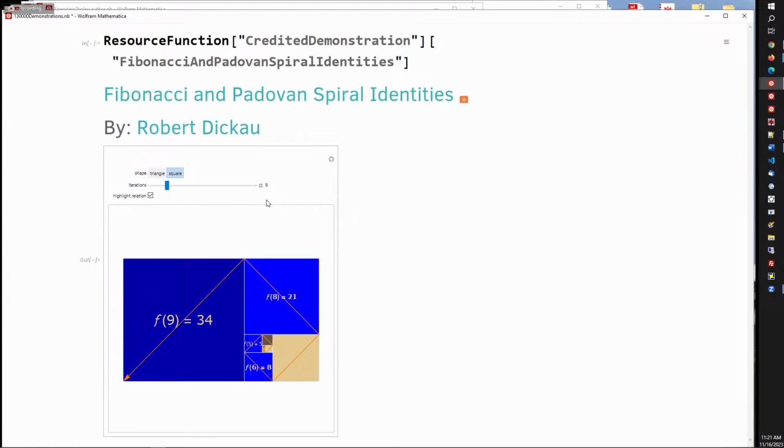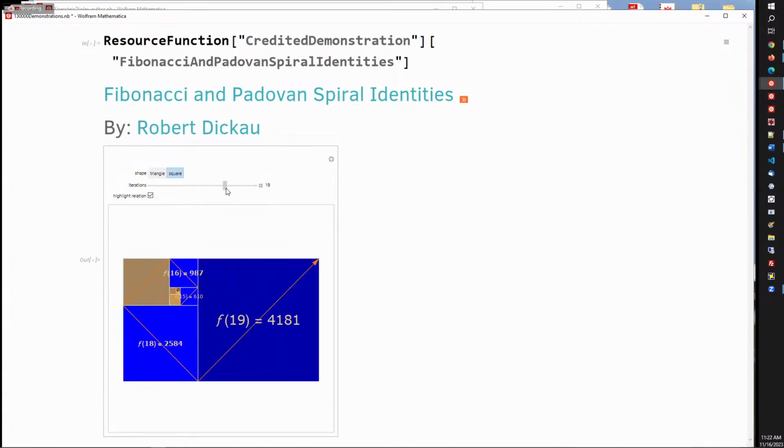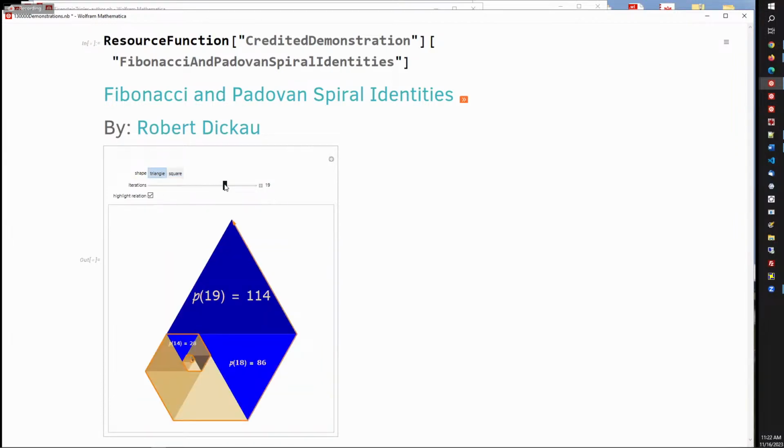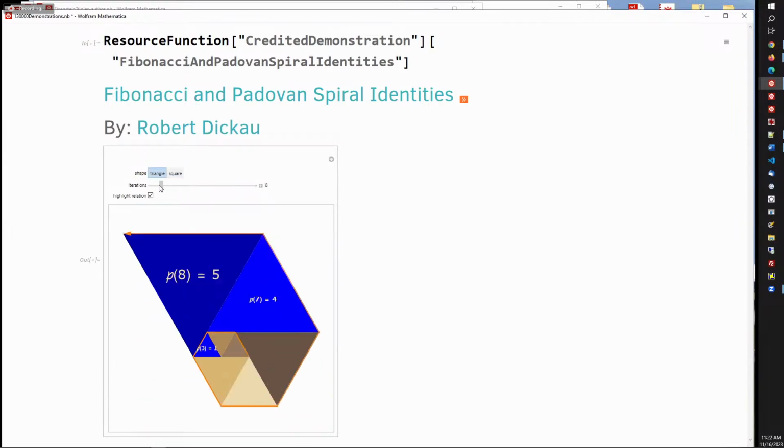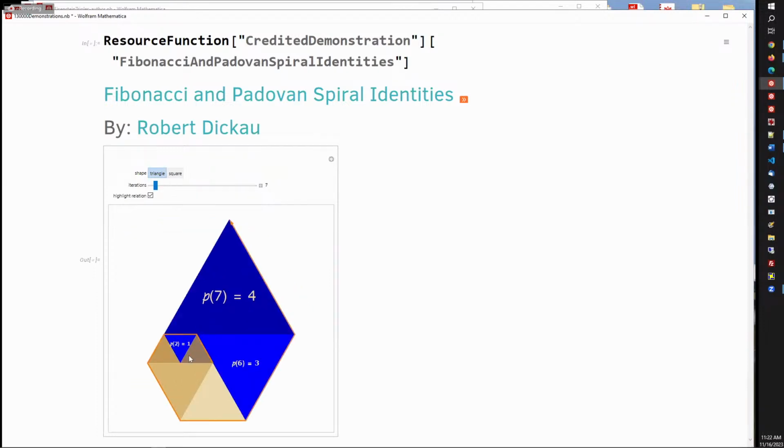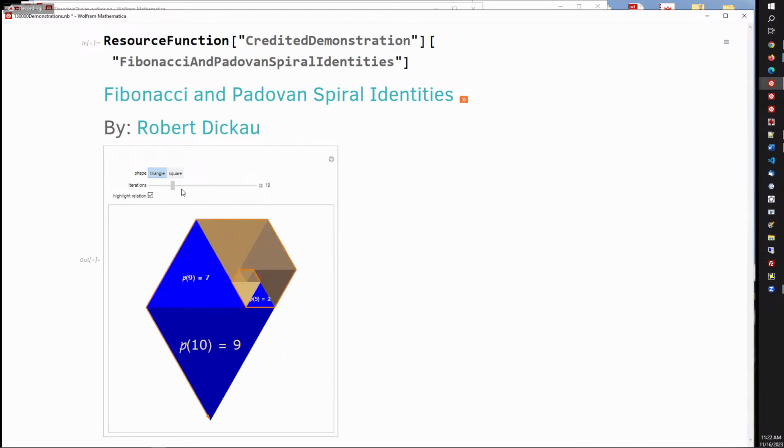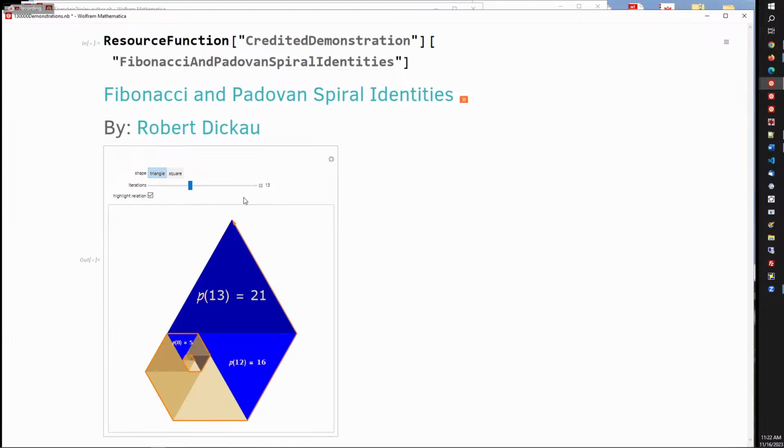People have probably seen Fibonacci numbers. If you start here, 1, 1, 2, 3, 5, 8, 13, 21, 34. That's the Fibonacci sequence. But less well known, if you do the same thing with triangles, you get what's called a Padovan sequence: 1, 1, 1, 2, 2, 3, 4. And it grows from there.